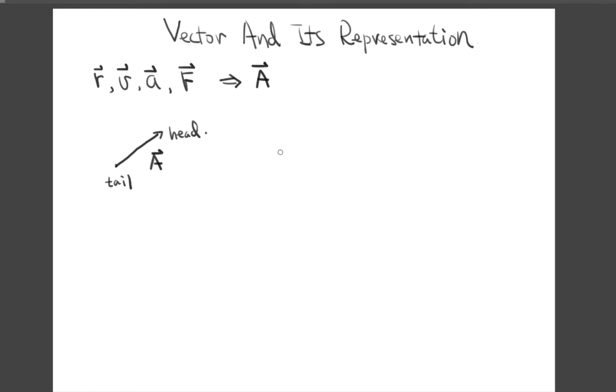Another representation of a vector is given by a bracket, where the magnitude is the first element inside the bracket, and the angle theta represents the direction of the vector. That angle theta is measured with respect to some reference direction, and it's usually represented by the x-axis. So that's the angle theta.